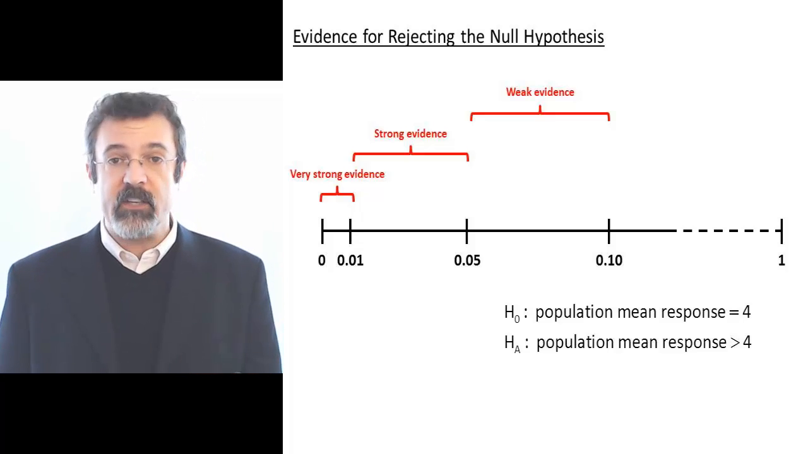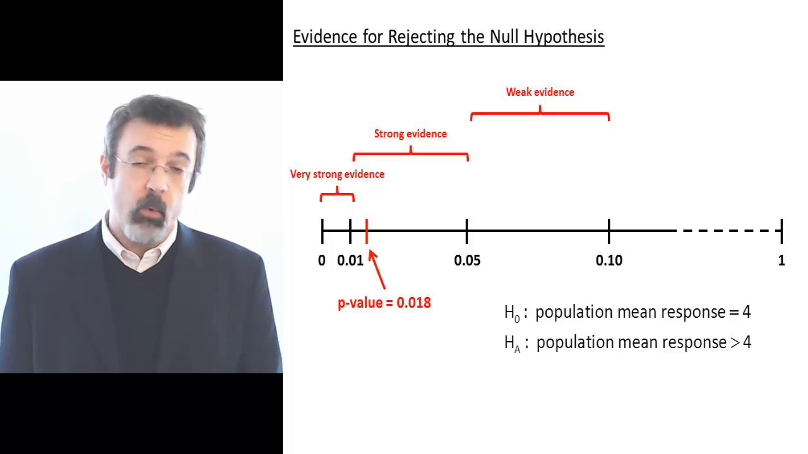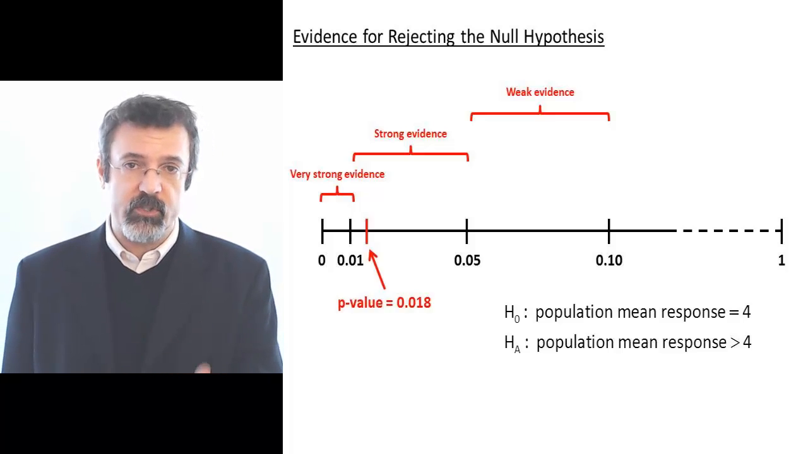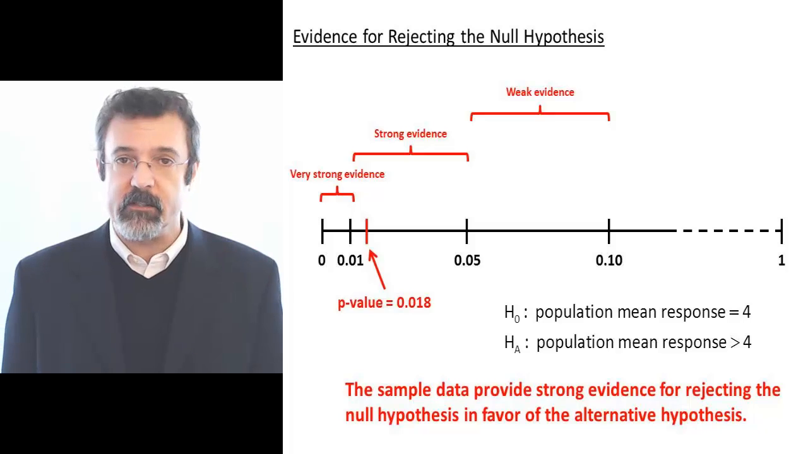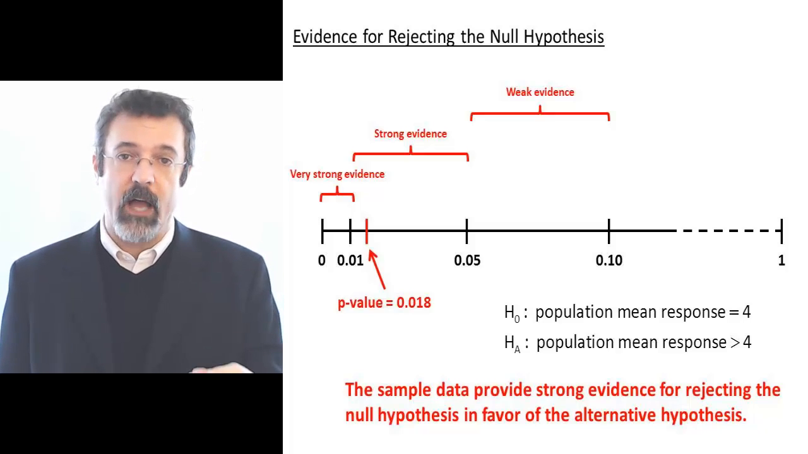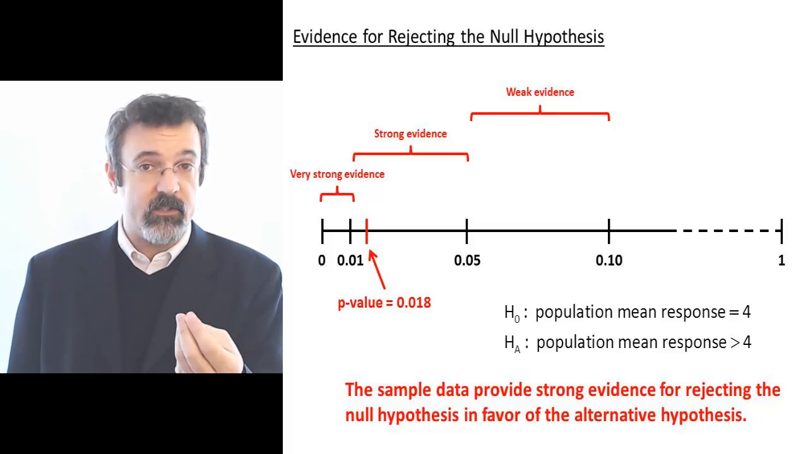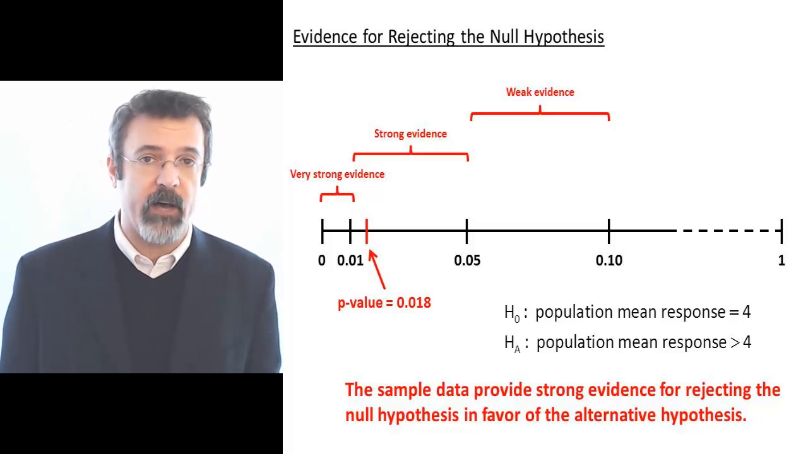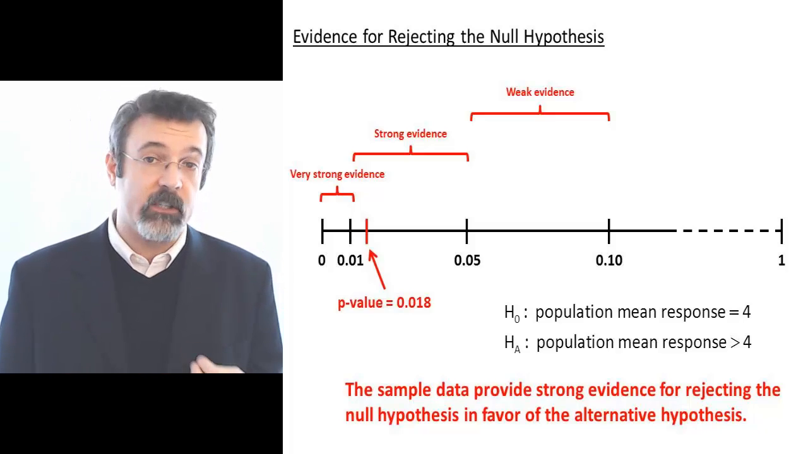In our case, we have a p-value of 0.018, which means that our sample of 40 students exhibited strong evidence in favor of rejecting the null hypothesis that the population mean is 4, in favor of the alternative hypothesis that the population mean is actually larger than 4.